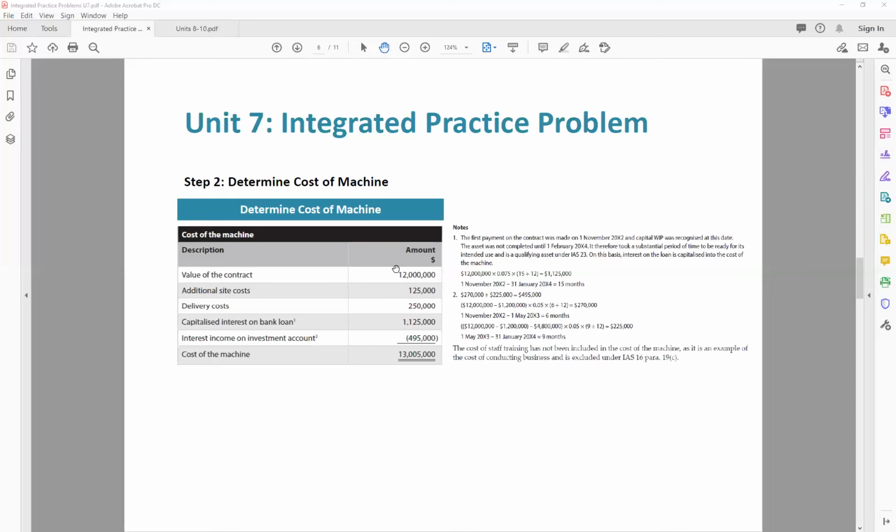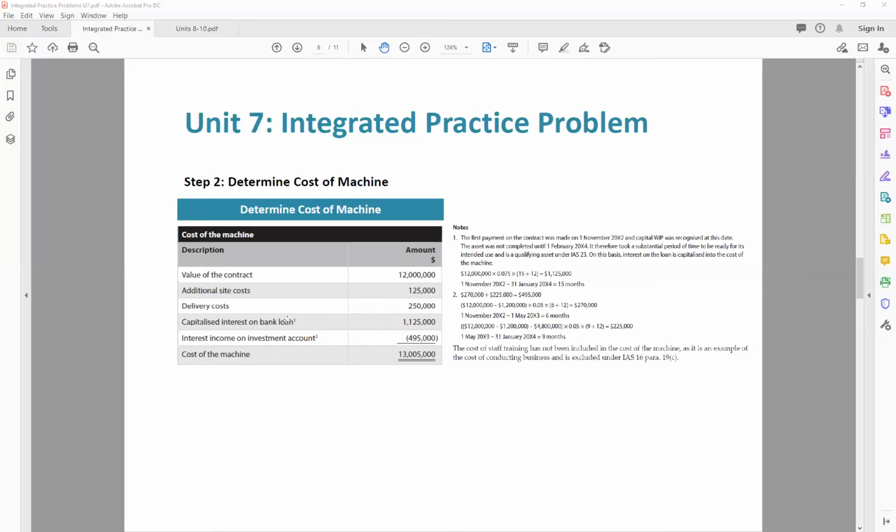Okay, so that's going to be one component from the question. We've got some additional site costs. Okay, so this is going to be related to the directly attributable cost, so getting the machine ready for installation. We've got delivery. So again, that as part of the attributable costs is going to be included. And then we need to think about some capitalized interest.